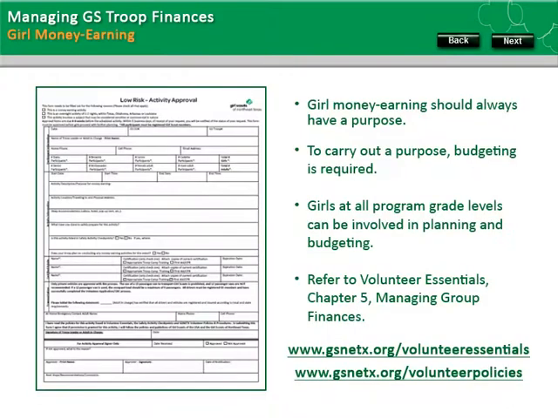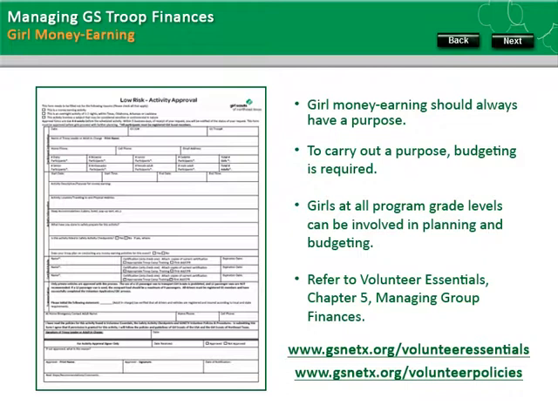In order for a troop to participate in additional girl money-earning activities, the troop is required to have participated in the most recent cookie program. Participation in the cookie program will strengthen the girls' financial literacy skills. Additionally, the low-risk activity approval must be completed and be signed by a designated GS Service Unit team member prior to the activity.